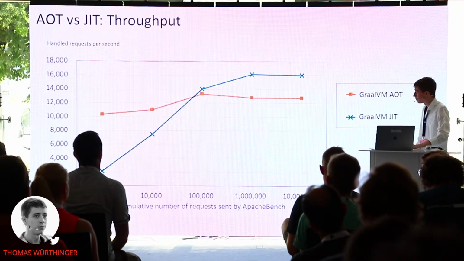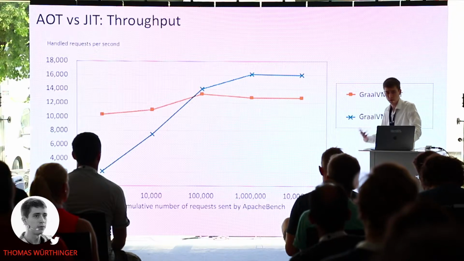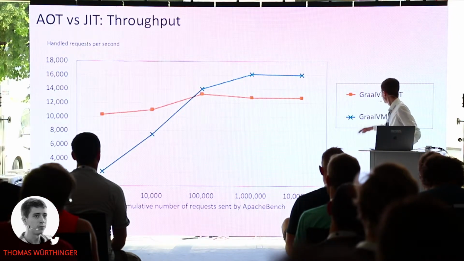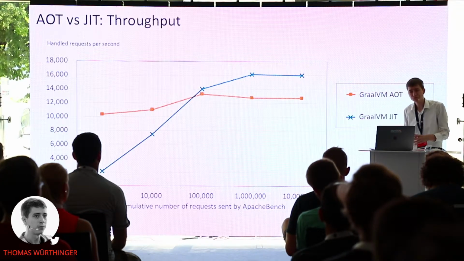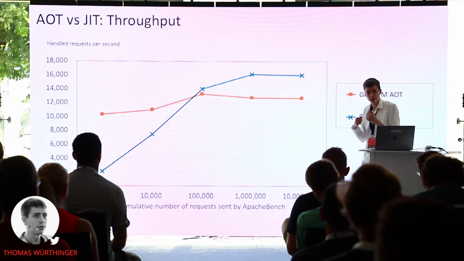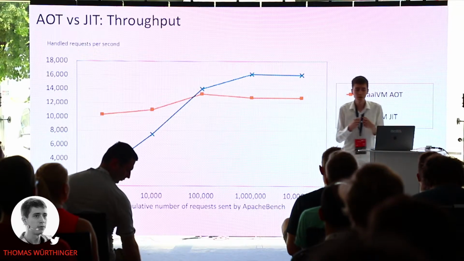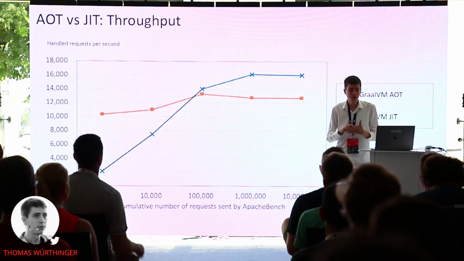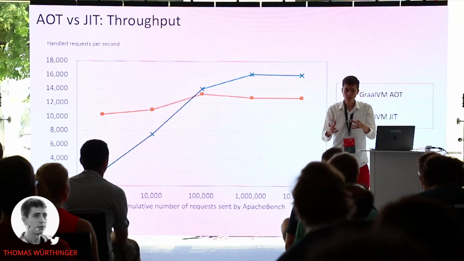So on throughput, on the max throughput, meaning the maximum achievable performance of the application, the GraalVM AOT mode is worse than the GraalVM JIT mode. That is because in the AOT mode, we are missing profiling feedback. We are missing the information that is given to the JIT compiler to create a better program.